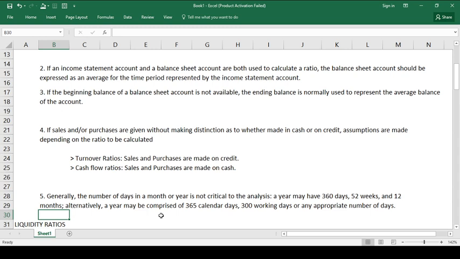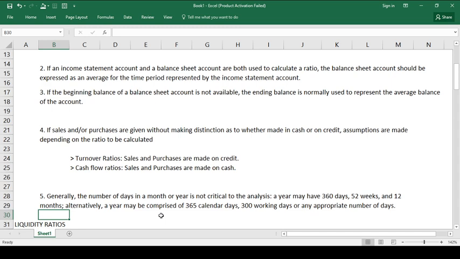However, for the purpose of computation, okay, a year may have 360 days, or 52 weeks and 12 months. Alternatively, a year may be comprised of 365 calendar days or 300 working days or any appropriate number of days. But normally, yung ginagamit po in terms of days, particularly on the number of working days, is yung 365 days or the 360 days.